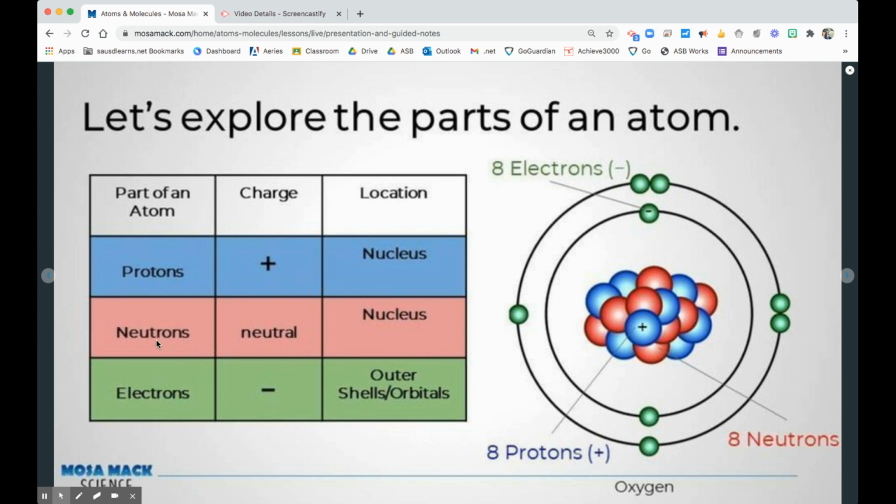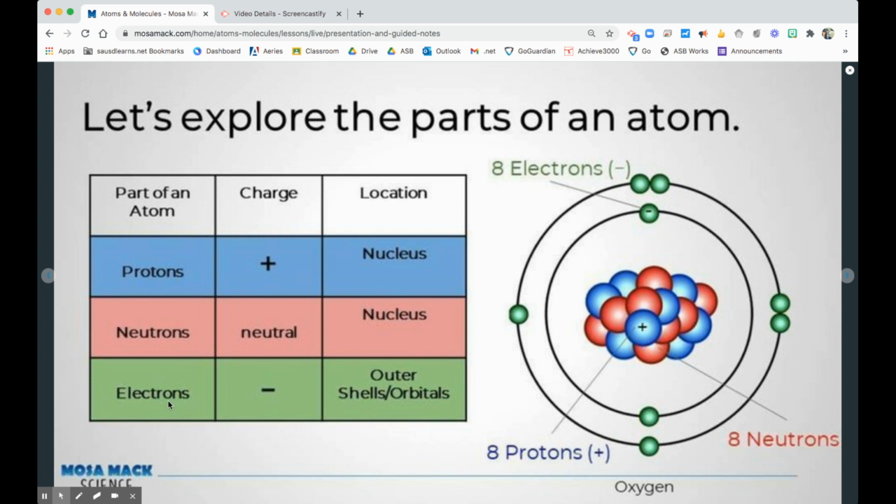The second part of an atom is the neutrons. Neutrons, they have no charge, so they're not positive, they're not negative, they're just right there in the middle. They are neutral, no charge at all. And they are also located in the nucleus. So they are bundled up with the protons in the very center of an atom.